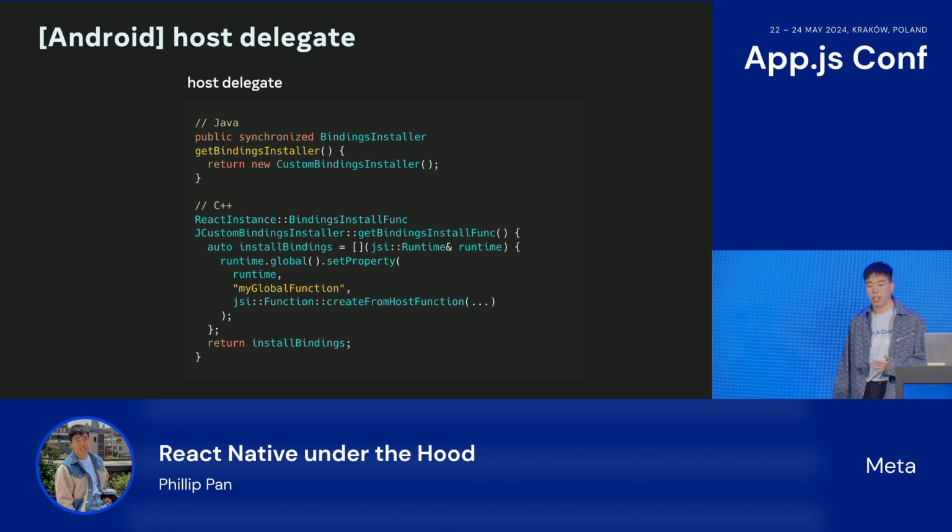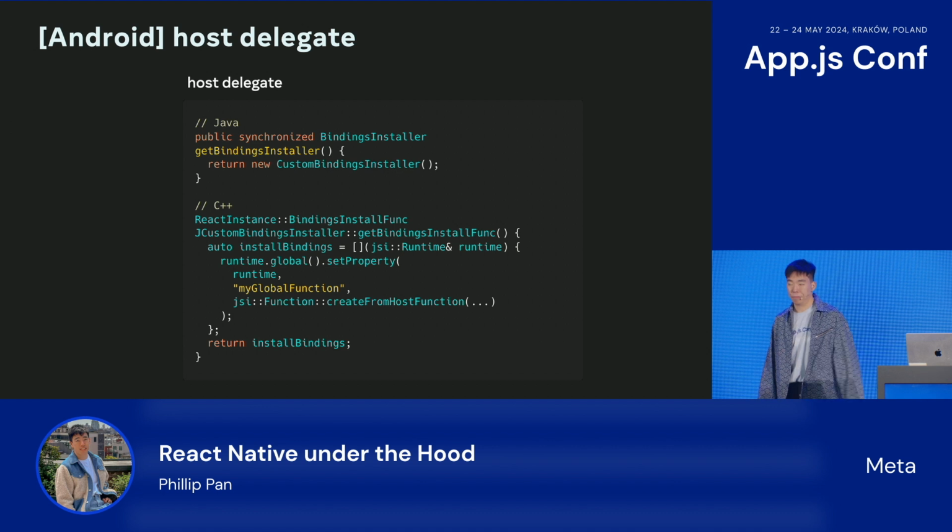In Android, the pattern is extremely similar, except we have to use JNI to execute C++. The main difference here is that the callback is injected rather than delegated because of the language boundary. The callback that's injected is called the bindings install function, which is provided by the delegate.